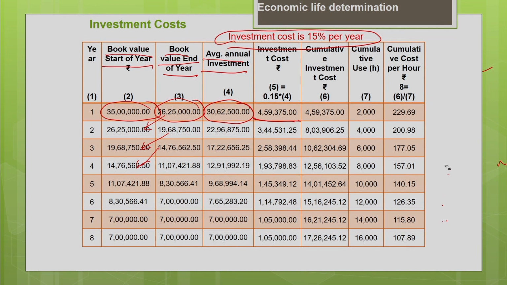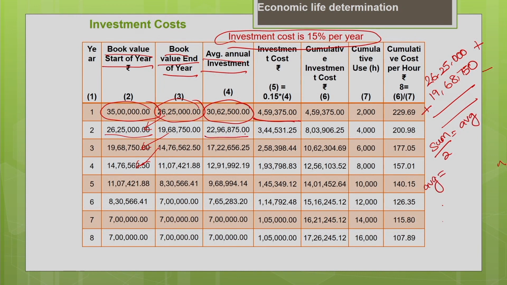Now the average book value for the second year, the same way. The book value at the beginning of the second year is 26 lakh 25,000, plus 19 lakh 68,000, the book value at the end of the year. Now you add it, then the sum you divide by 2, you will get the average. That average is nothing but 22 lakh 96,875 rupees. So this is your average book value.